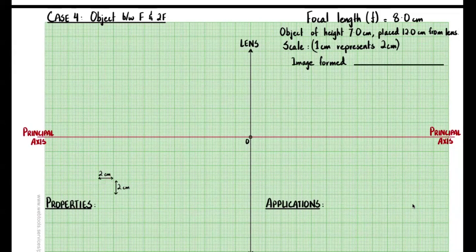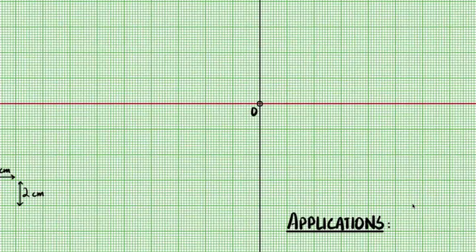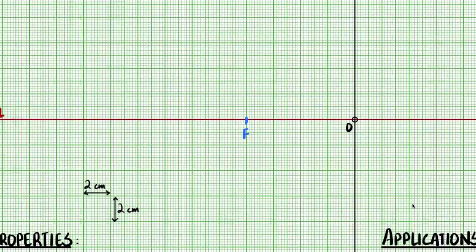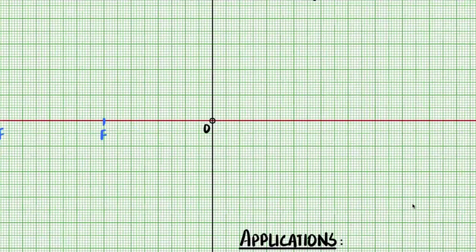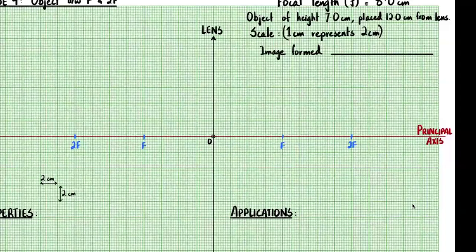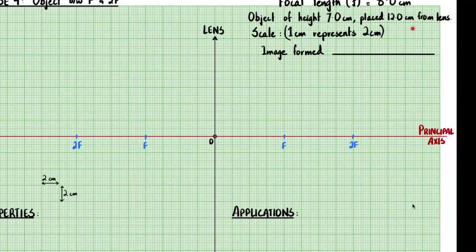So again, I'll start with the first thing, which is labeling F and 2F points, because it's now 2 centimeters representing each small box. So I'll just go 4 boxes in either direction. So 1, 2, 3, 4. This is F. 1, 2, 3, 4. This is 2F. And then similarly 1, 2, 3, 4. F. And 1, 2, 3, 4. 2F. Alright. Now the object of height 7 centimeters placed 12 centimeters from the lens.